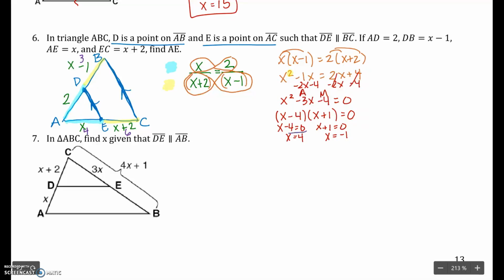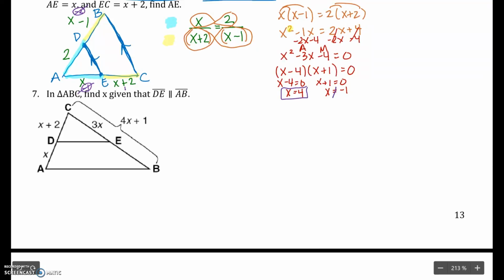And everything there ends up still positive, so this is good. But if I were to plug in a -1, I would get a -1 here, +1 here, and a -2 here. These two are not okay. They're not allowed. I can't have a negative length. So that means -1 isn't going to make sense for this picture, even though it worked as a solution to the quadratic. Okay, and then finally number 7, same concept.